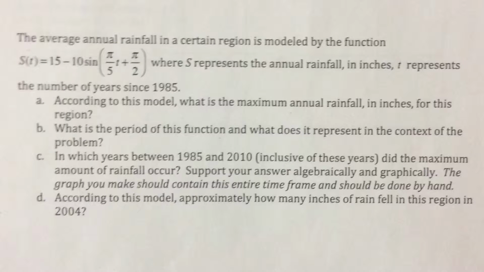The average annual rainfall in a certain region is modeled by the function s of t equals 15 minus 10 sine the quantity of pi over 5t plus pi over 2, where s represents the annual rainfall in inches, and t represents the number of years since 1985.